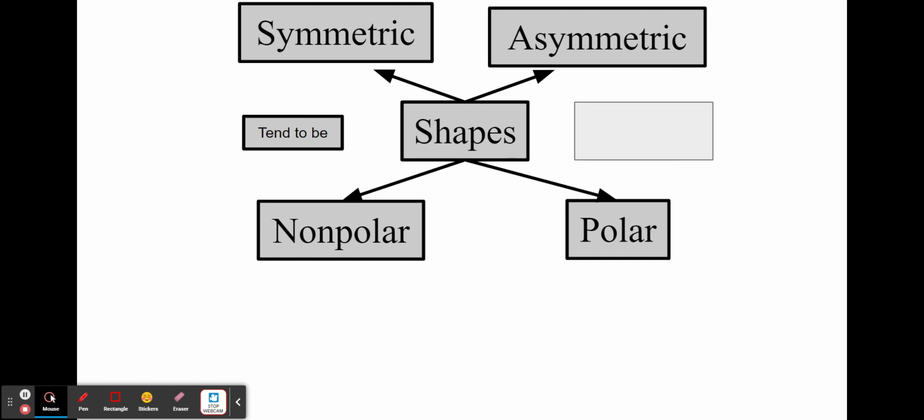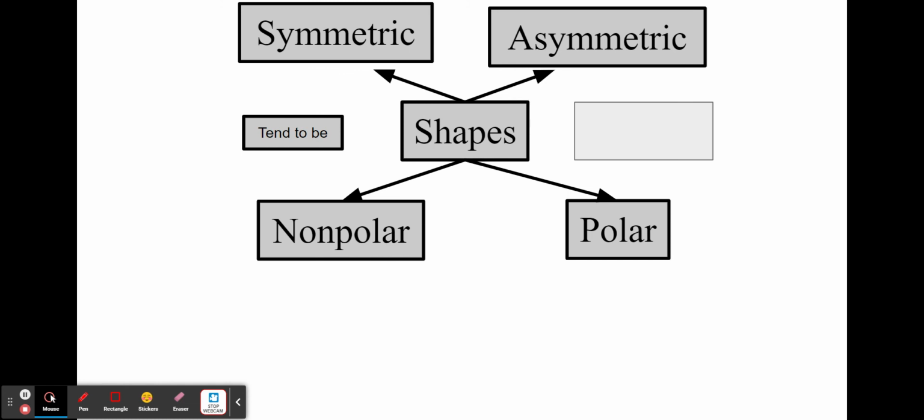Now, trigonal pyramidal. This is ammonia. And this is going to be polar because if you look at the shape of it, it's not symmetrical. Either end of this molecule could have a gathering of electrons.